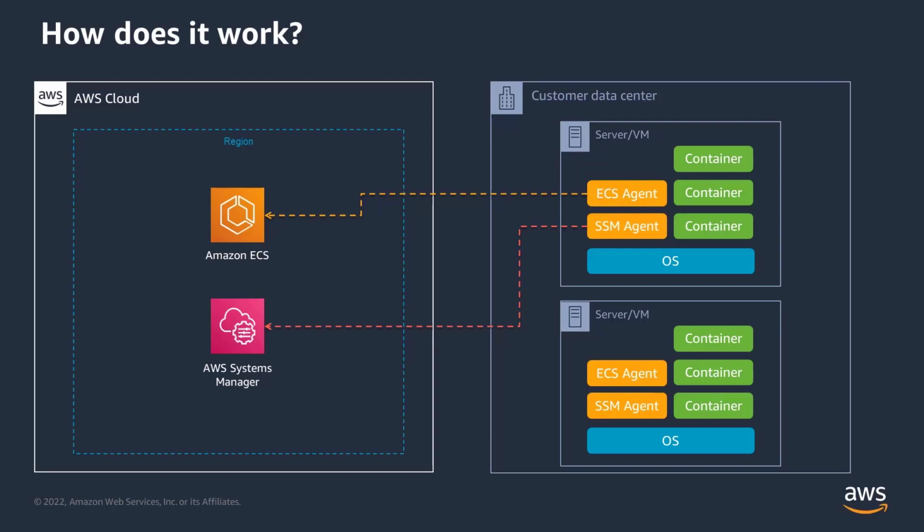And after you have an ECS agent installed on-prem as your ECS Anywhere external instance, ECS will continually pull data from this embedded ECS agent as well as AWS Systems Manager from the SSM agent. And so you get this fully managed solution, which is constantly being connected between the on-prem environment and the cloud.